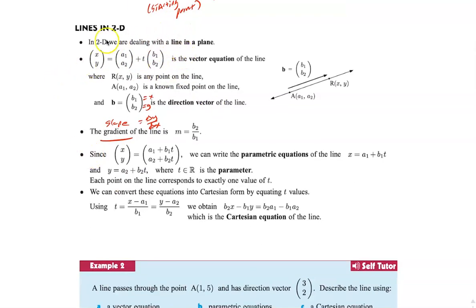You can also write this vector equation in a different form, which we call the parametric equations. That's where you just add across: x value plus x value, y value plus y value. You get x equals a1 plus tb1, and y equals a2 plus tb2. This is called a parametric equation. It's like your normal xy equation, but you have an extra variable, so you have x, y, and a t. When you separate them out, t is our parameter, and we call it a parametric equation.